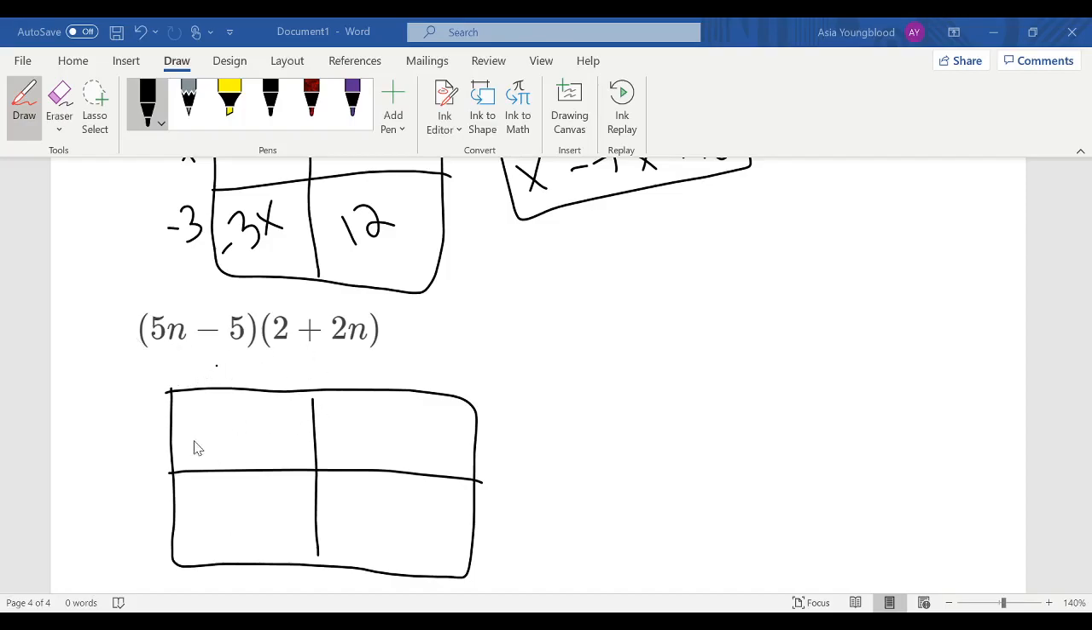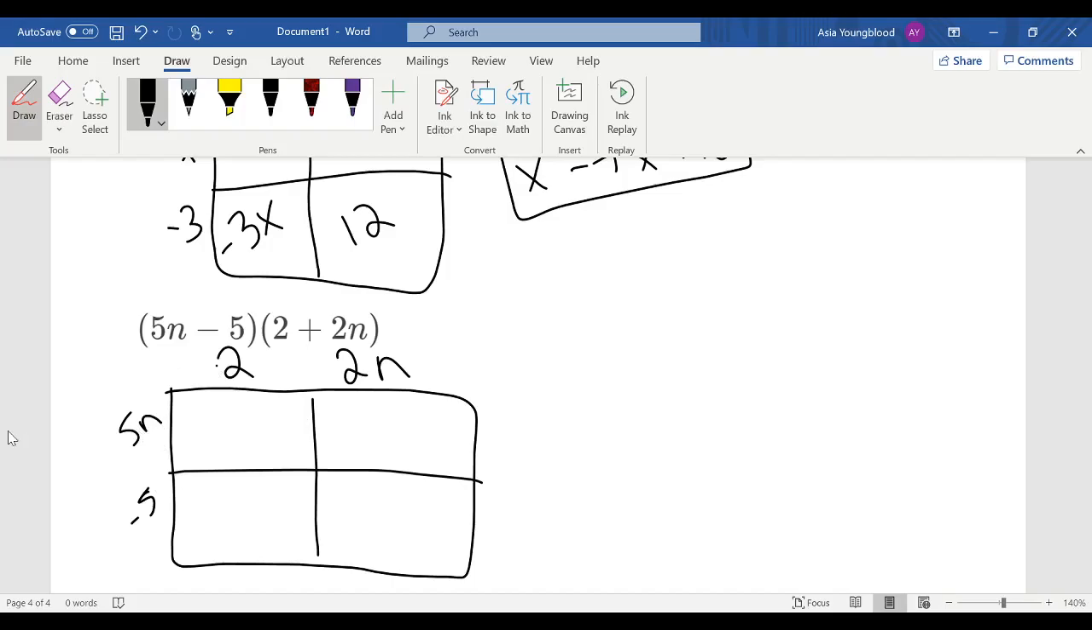You want to start by labeling your rectangles with the dimensions. So one side should be 5n minus 5. So on this side, we can put 5n minus 5. Another side is going to be this part, 2 plus 2n. So now we need to show this distribution by finding the area of this rectangle, and I will show another method you can use as well for this particular problem.